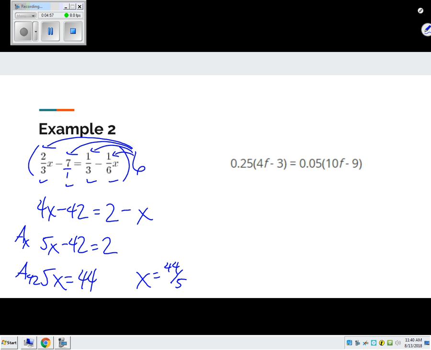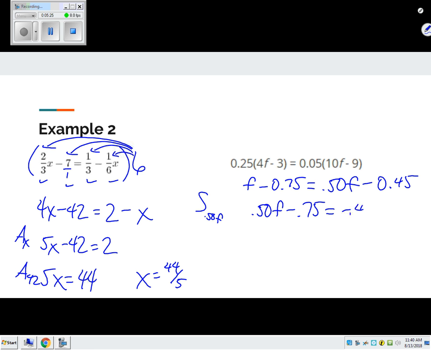So this is just going to be an f right here, 1f minus 0.75 equals 50 hundredths f minus 45 hundredths. So if I subtract off 50 hundredths f, it's going to leave me with the 50 hundredths on this side, minus the 75 hundredths equals negative 45 hundredths. So I just need to add that 75 hundredths over.